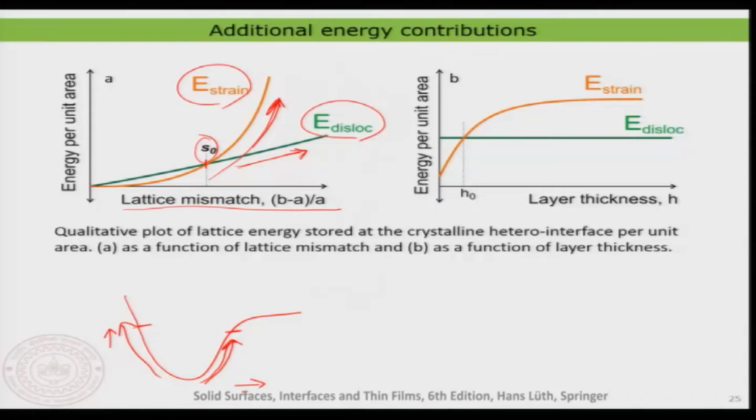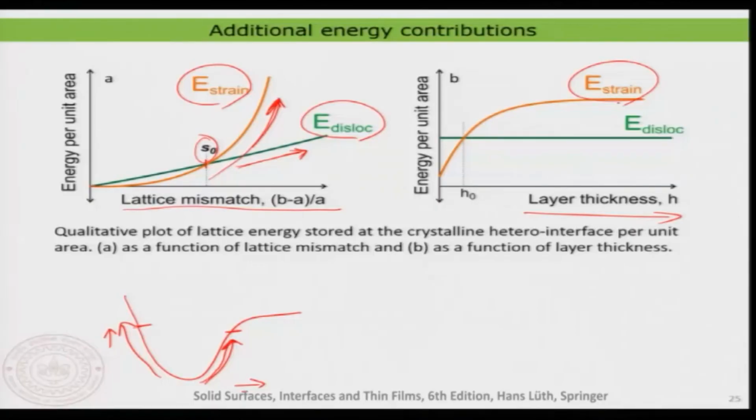So that means you are going to end up in a different type of geometry of the interface as soon as you work with materials having very large strain. Now let us have a look at the energy per unit area again as a function of the layer thickness. The E dislocation is independent of the layer thickness, but the E strain is definitely dependent on the layer thickness, because we know that the strain itself is related to the relaxation of the adsorbate atoms at the interface.